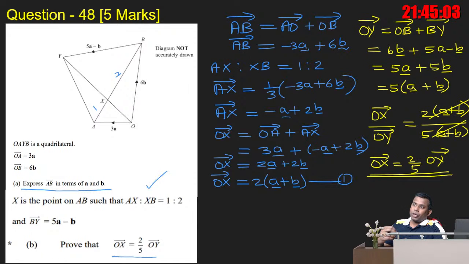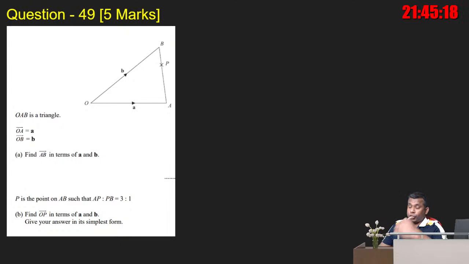I would advise you to do more questions. We are going to do maximum, if the time allows, a couple of 10 questions today. So use the vector addition and all the geometric rules to make sure you practice these vector questions. Question number 49, right? Find AB in terms of A and B.